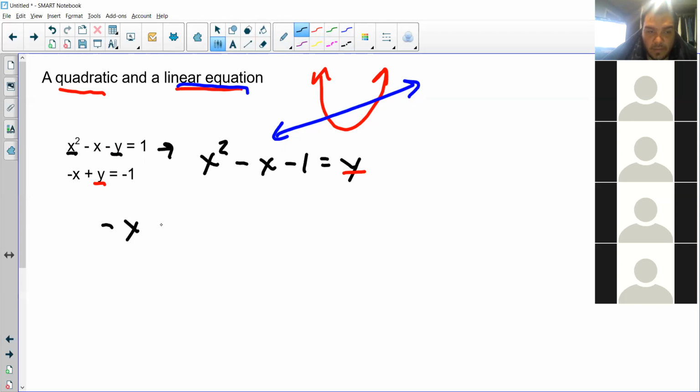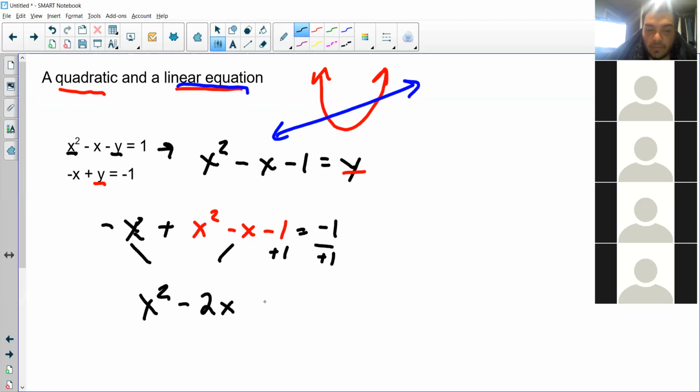So I get negative x plus my substituted x squared minus x minus 1 equals negative 1. Whenever you're solving quadratics, the best thing you want to do is get the answer to equal 0. You want your solution to be equal to 0, and you want to combine like terms as much as possible. So I'm going to add 1 on both sides, and then I'll just combine these terms. So I'll get x squared minus 2x. This cancels out to 0, and that equals 0.